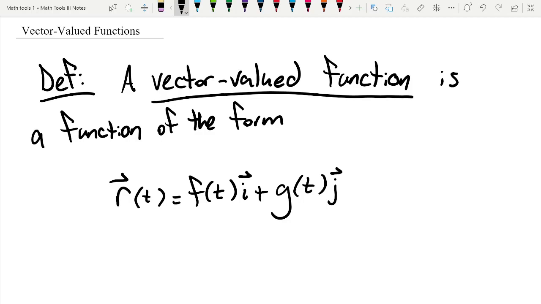So remember, this is the way we can represent vectors, which would be similar to this component form where we have f of t comma g of t. Okay, so two different ways to write the same thing. And then maybe in a three-dimensional case, you would add on an h of t times k hat, etc. So it'll extend naturally to the third dimension pretty easily.